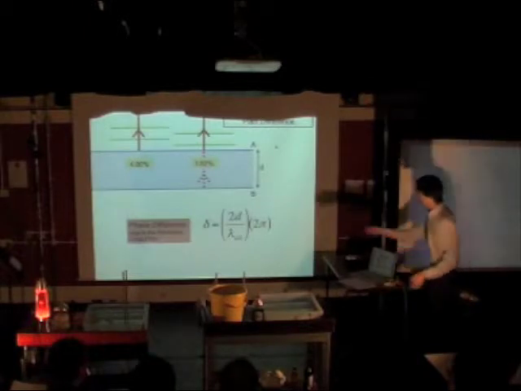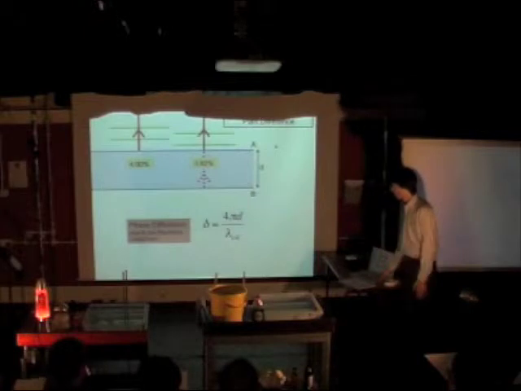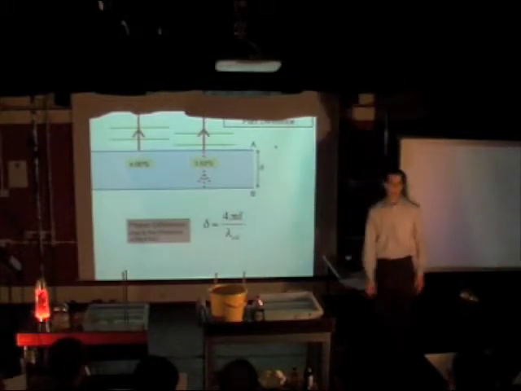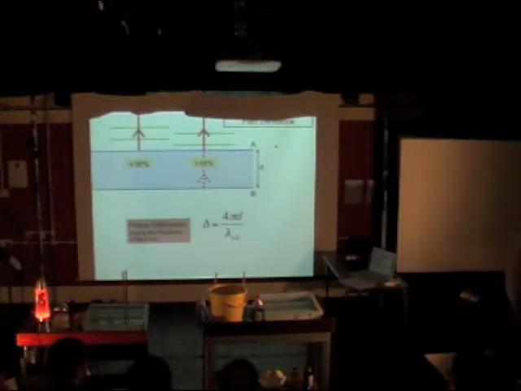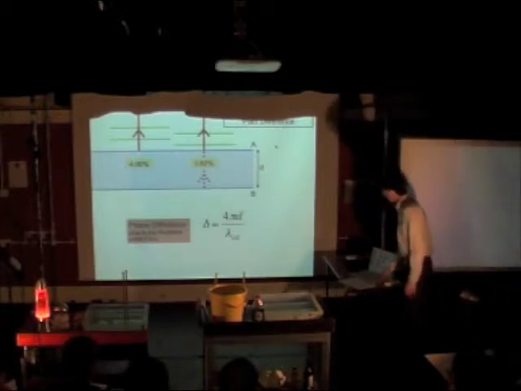Now, I've actually missed a few things here. I've just simplified that, 4 pi d over lambda oil. I've missed a few things here, which is that lambda oil is a bit tricky. What's the wavelength of red light in oil? Well, I don't know. I'd much prefer to figure it out for air. So I'm going to convert.